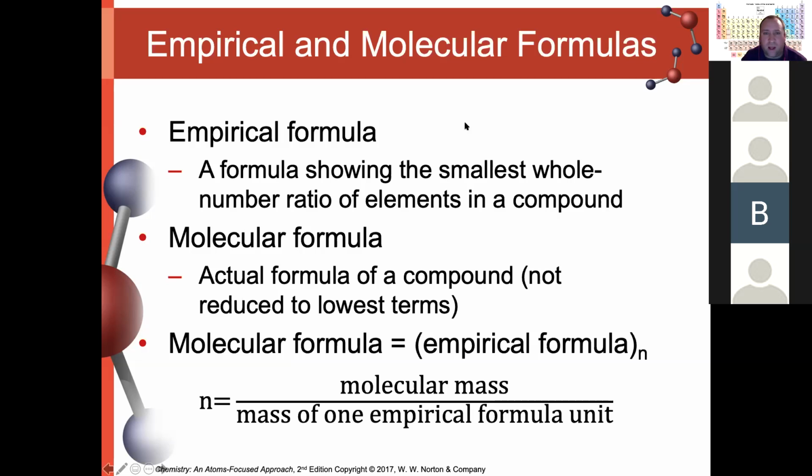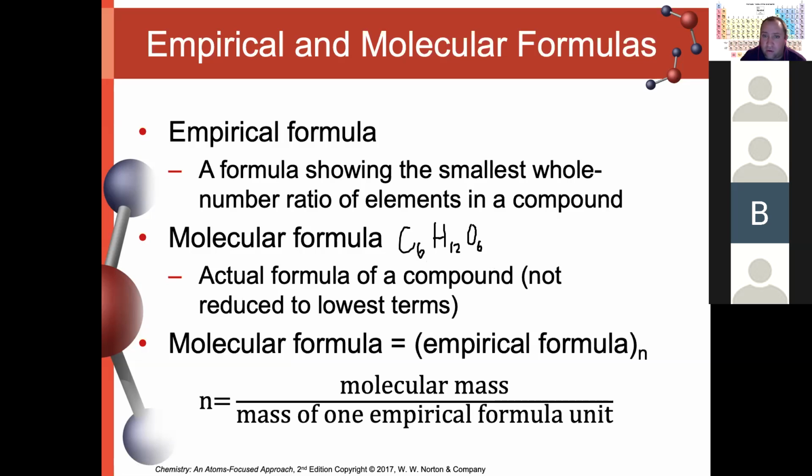And so what I mean by that is let's take, for example, a really common molecular compound. Glucose. So glucose, simple sugar, has a molecular formula of C6H12O6. That's its molecular formula. That's what its molecule looks like. If I look at that molecule, I'm going to see 6 carbons. I'm going to see 12 hydrogens. I'm going to see 6 oxygens.